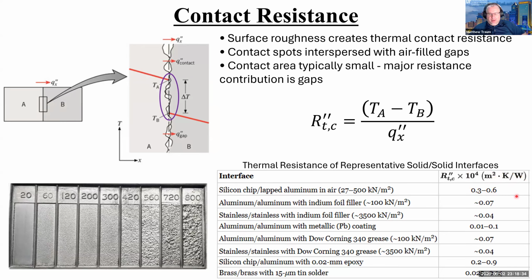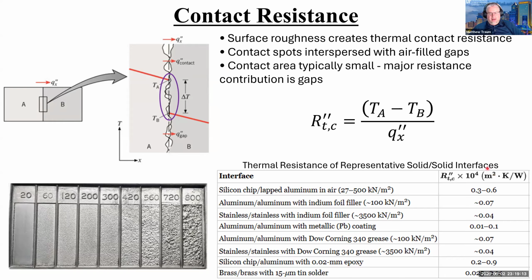There we go. Okay. And then you look at others. Here are two stainless steel surfaces with a layer of indium foil. Indium is a metal that basically liquefies right above room temperature, and it's highly conductive. It'll fill in all these little gaps, so people use that to promote heat transfer. And so you can see the value there is pretty small. We have aluminum and aluminum with a lead coating between them. We have aluminum and aluminum with some sort of thermal grease. We have stainless and stainless with that same thermal grease.